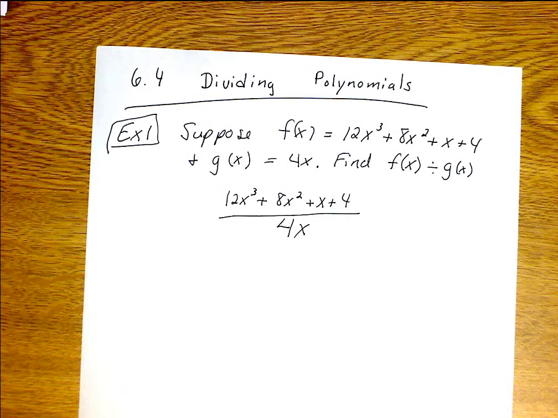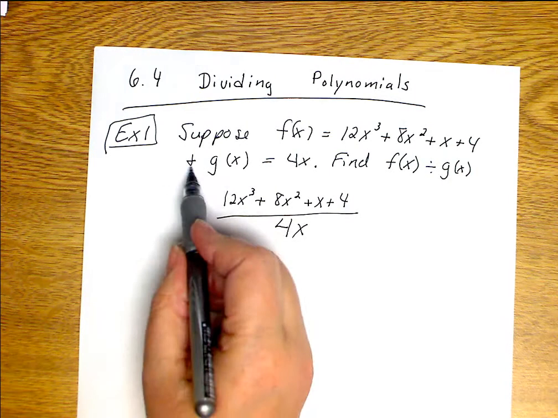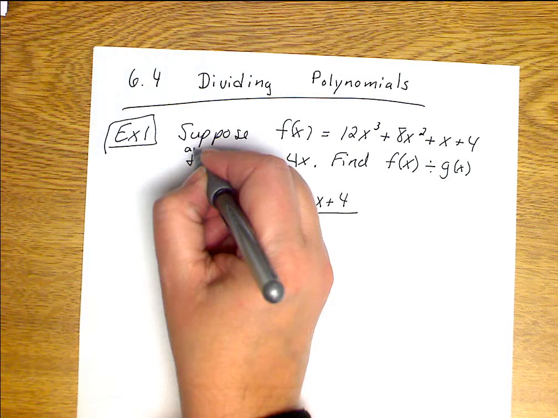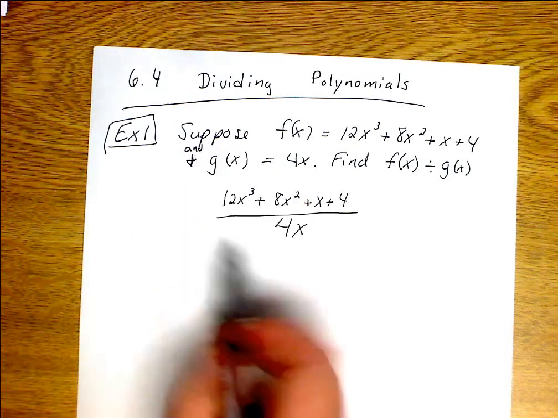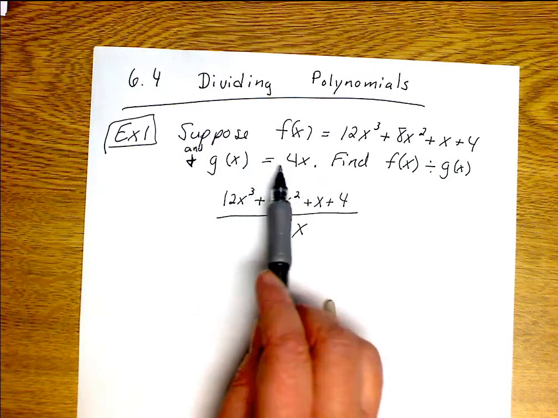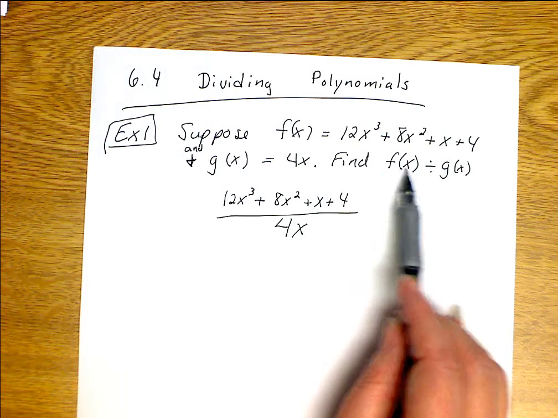Some of your problems will start just like this. This right here is the symbol for "and." So, and g of x is this. We're going to find f of x divided by g of x.